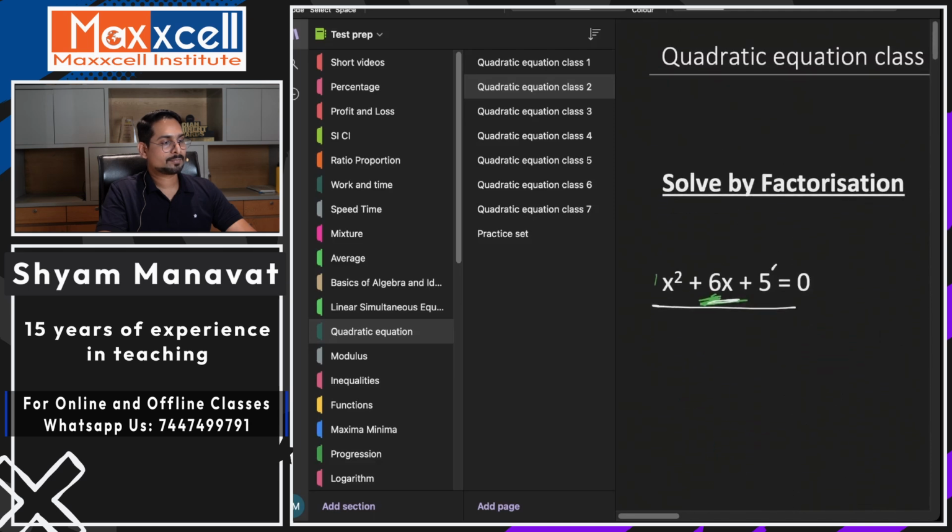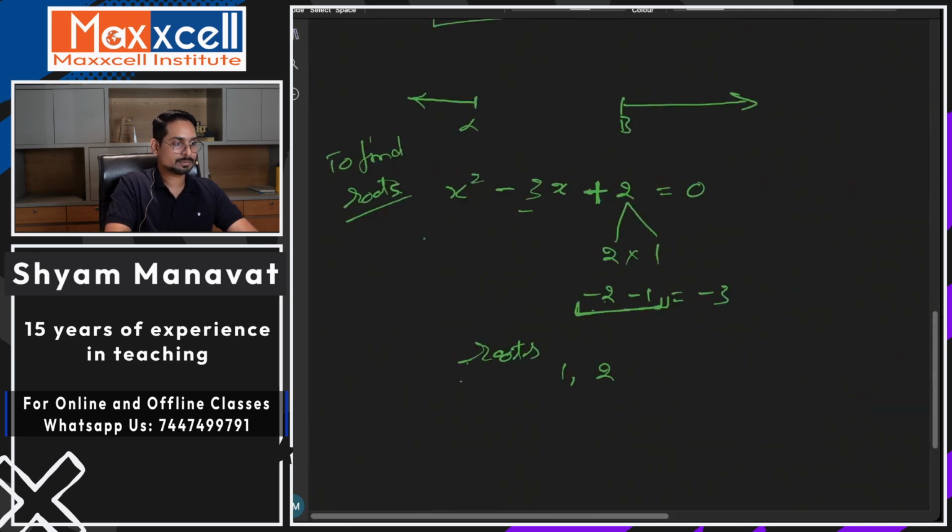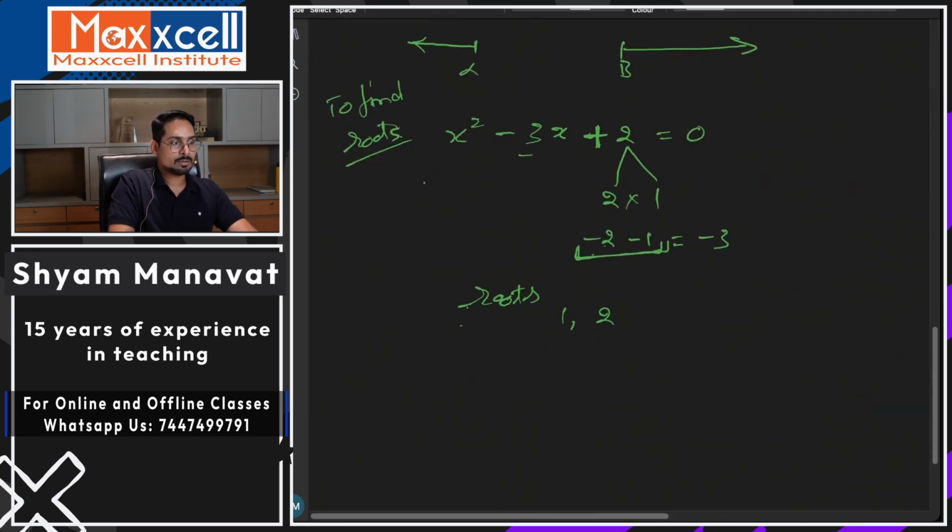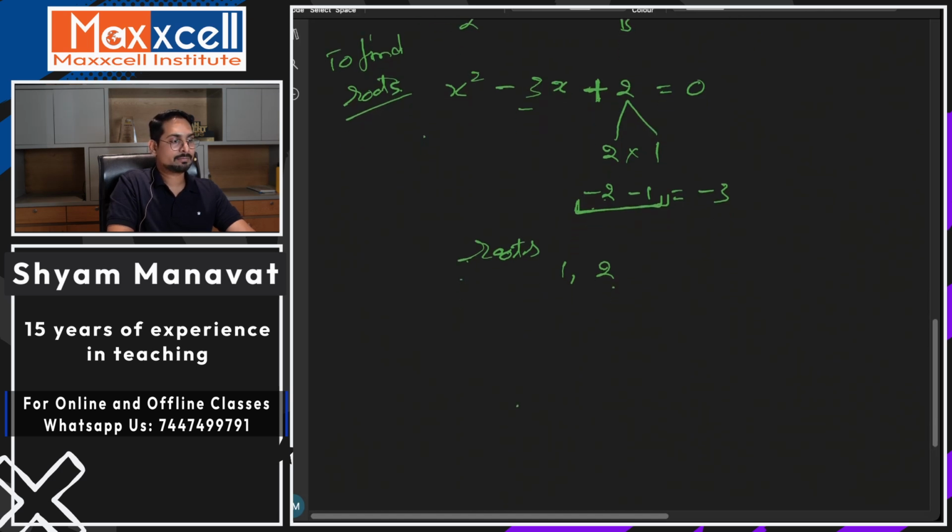Factorization. Go through that. Come back to this question. So you got the roots now. 1 is definitely the smaller root and 2 is definitely the greater root. So the value of x which satisfies the inequality should be x less than the smaller root or x more than the greater root. This is what will satisfy.